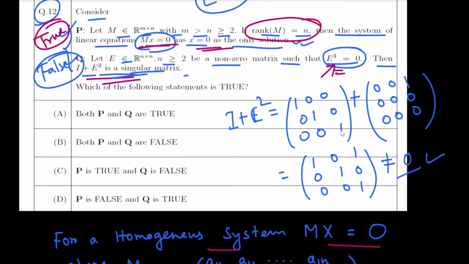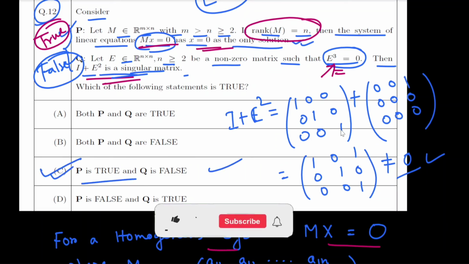Therefore P is true but Q is false. So here clearly option C is correct: P is true and Q is false. So this is the video.